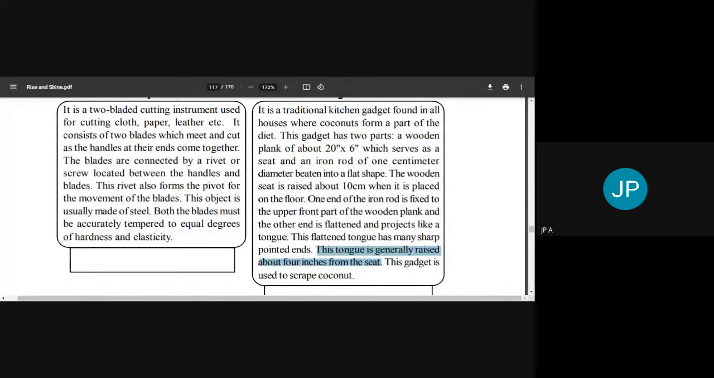Okay. So right. So these are the different ways in which it is described. Thank you for those responses.